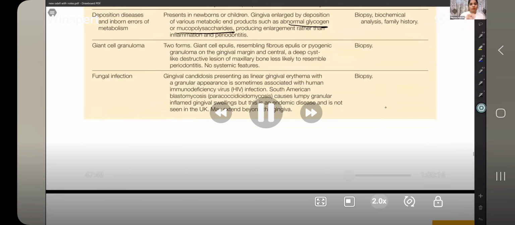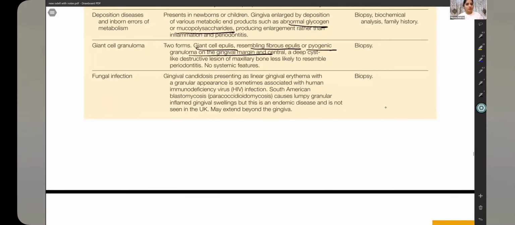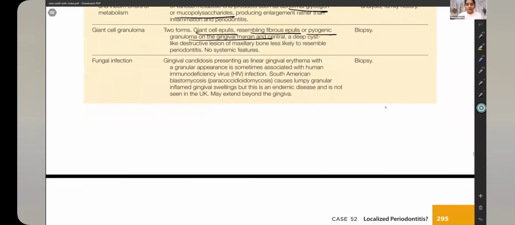So giant cell granuloma has two forms. One is giant cell epulis, which resembles fibrous epulis or pyogenic granuloma on the gingival margin, or it can have a central form, like a cystic destructive form, which has bony involvement. They would not have any systemic features. A biopsy would confirm that, because in a giant cell granuloma you'll find giant cells dispersed in a connective tissue collagenous matrix.